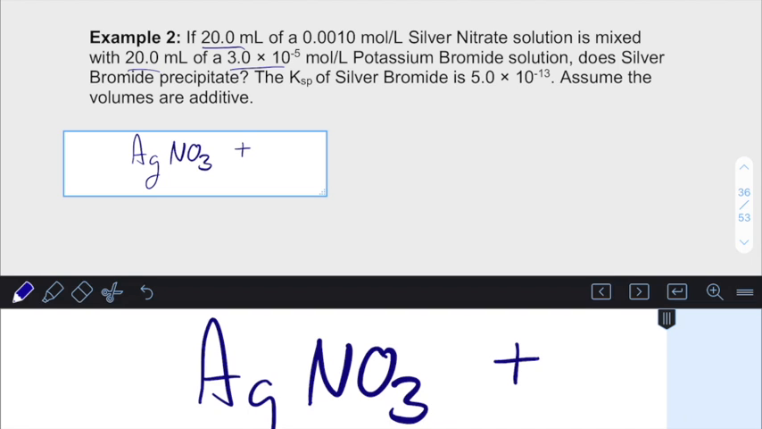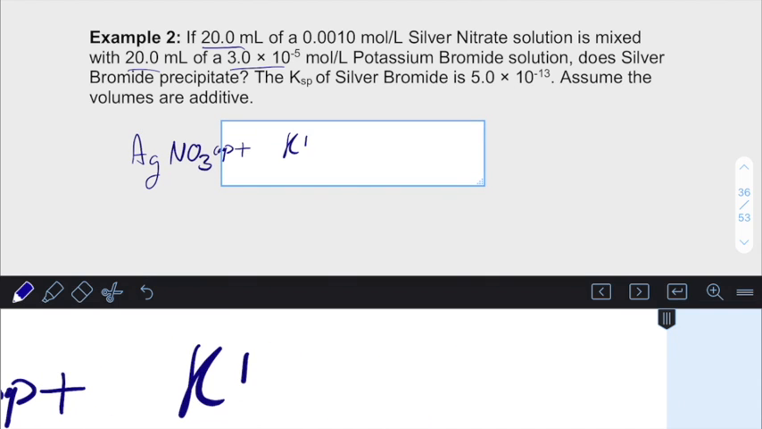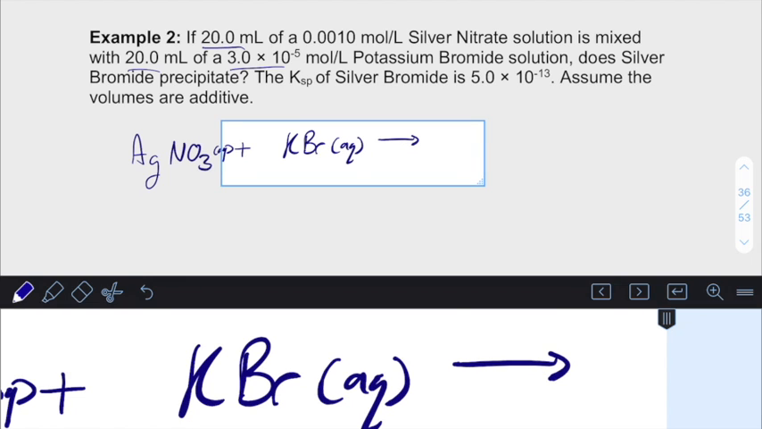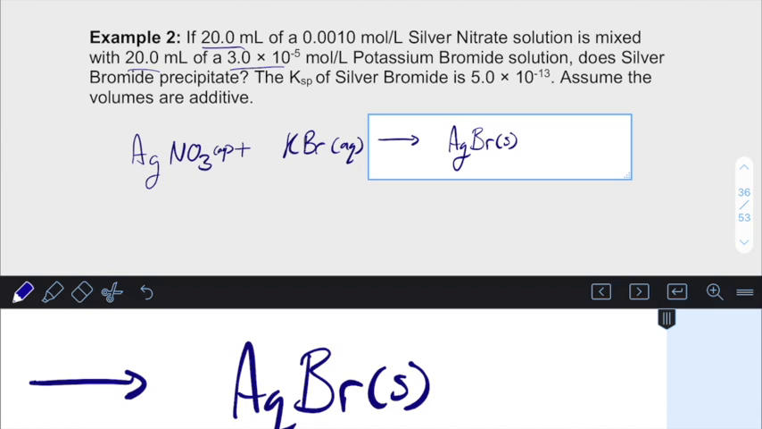AgNO3 plus, and they're saying it's aqueous, right? And they're going to add that to potassium bromide, which is aqueous. And they're hoping that a chemical reaction will happen, which will form silver bromide as a solid, plus any aqueous leftovers, in this case potassium nitrate.